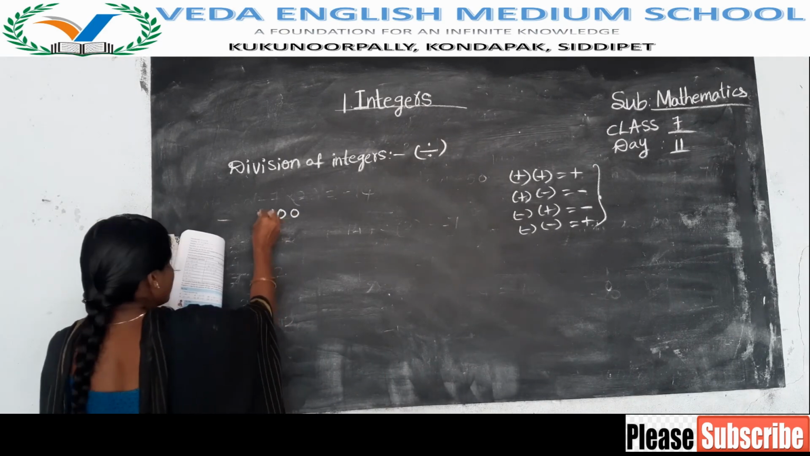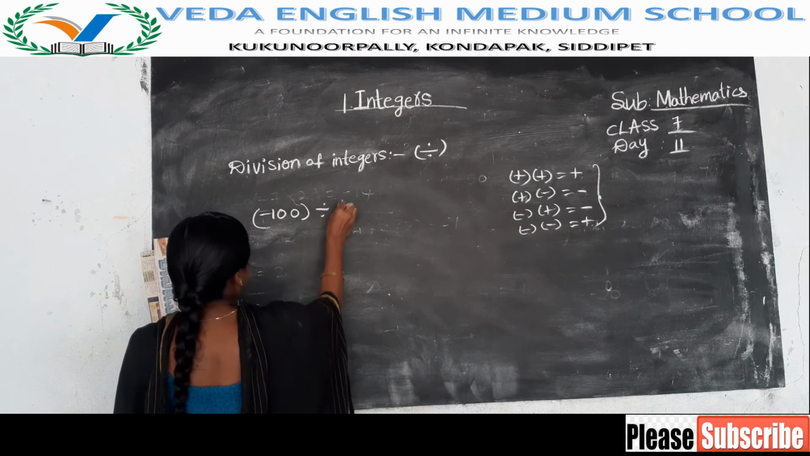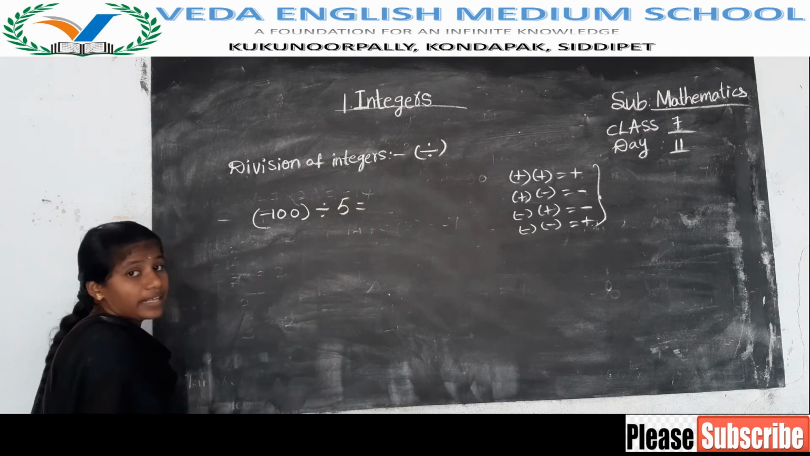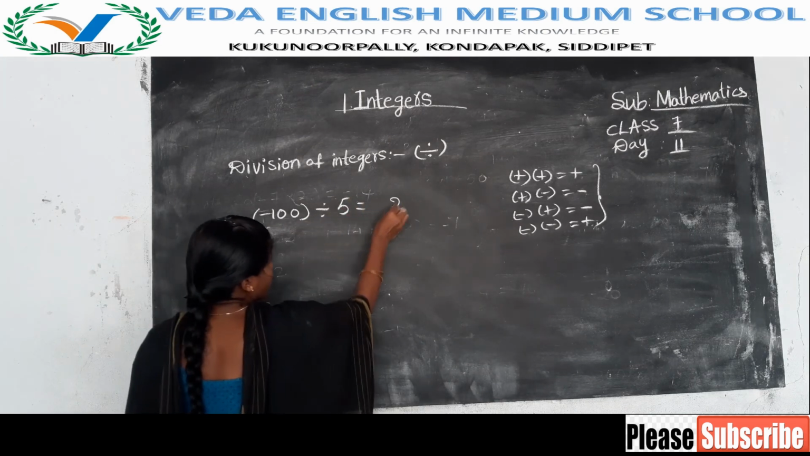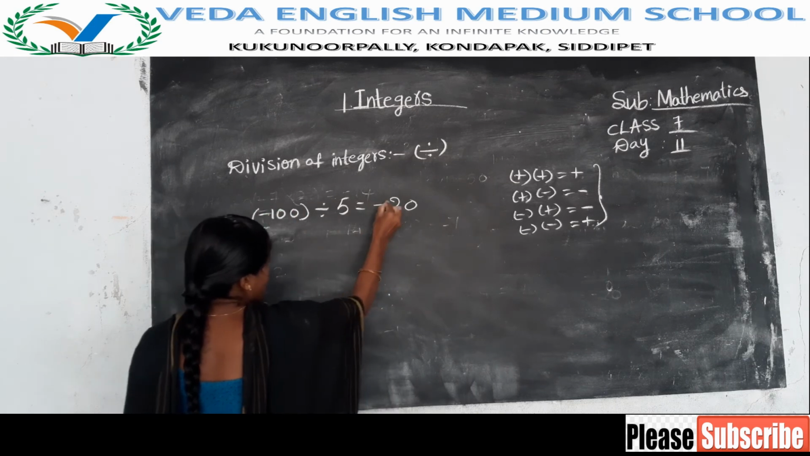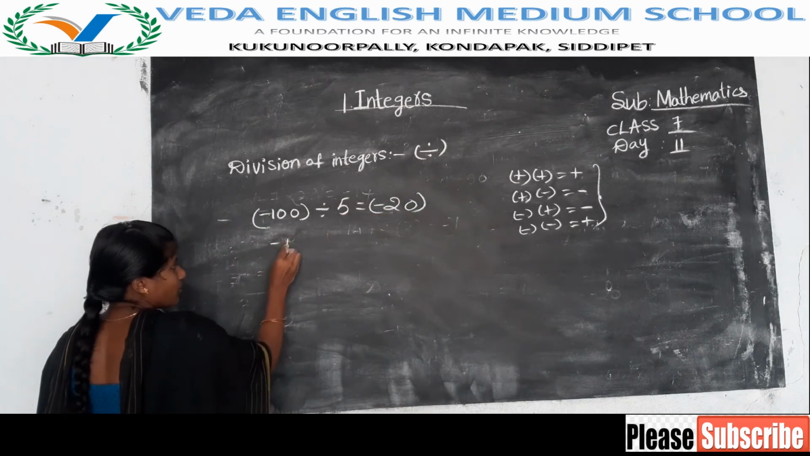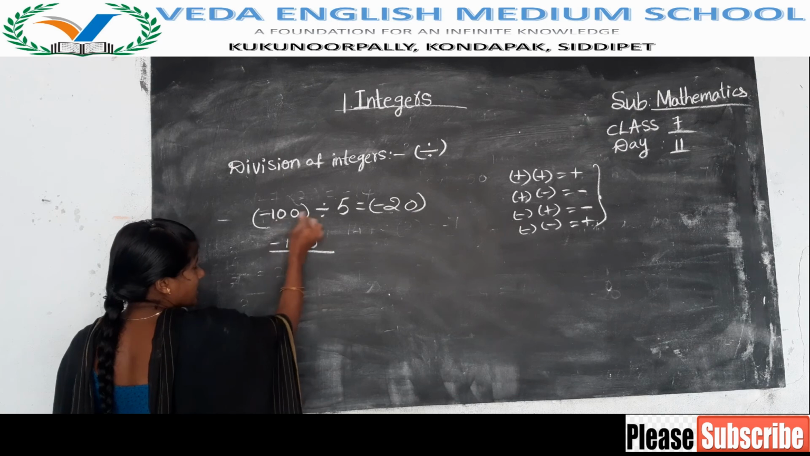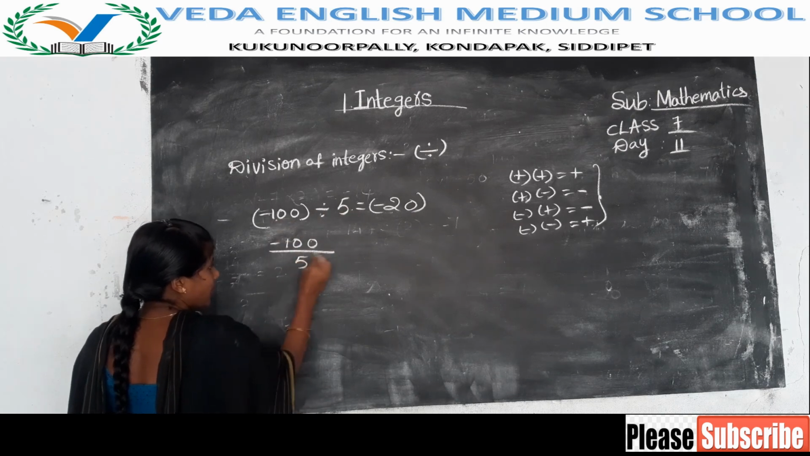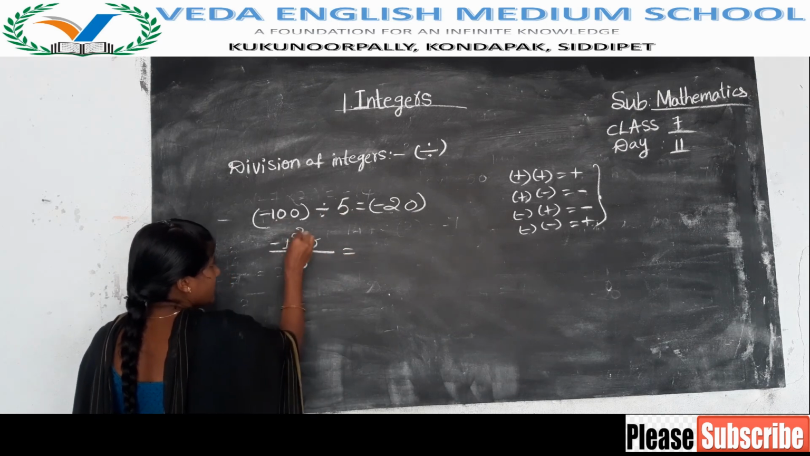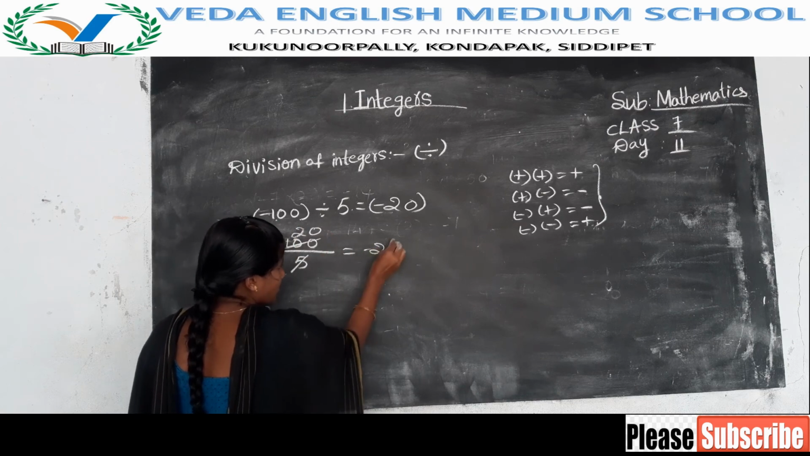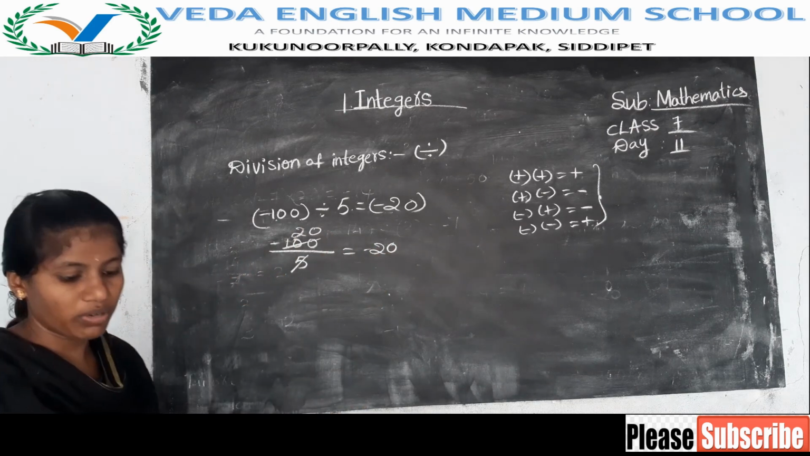First question is minus 100 divided by 5. Directly you know 5, 20 times gives 100. Here we have only one negative symbol, so minus 20. Otherwise, those who don't know, do it like this. 5 20s are 100. It is minus 20. You can do it like this also, no problem.